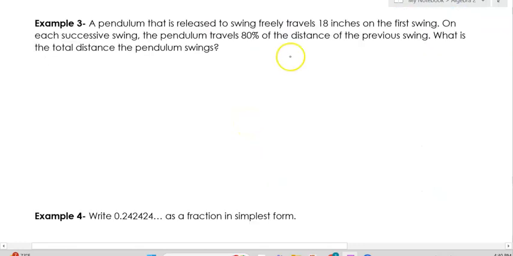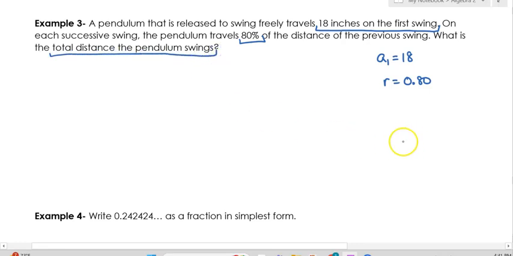All right, a pendulum that is released to swing travels 18 inches on its first swing. So that right there tells me my first term is 18. On each successive swing, the pendulum travels 80% of the distance. So that tells me my R value is 0.80 because that's 80% as a decimal, which is a geometric sequence. And they want to know the total distance that the pendulum swings. So basically, at first it swings 18, and then you do 18 times 80%, that's 14.4. And then you do 14.4 times 0.8, which is 11.52, and so on.